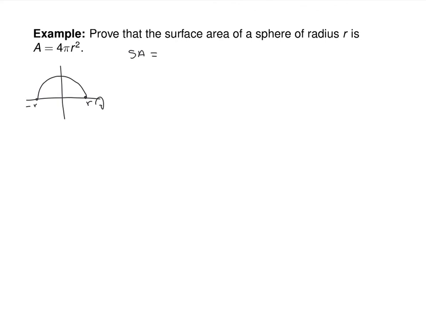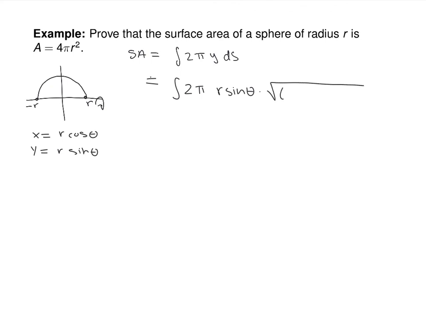So the surface area will be the integral of 2 pi y ds. The parameterization of a circle that we usually use is x equals r cosine theta, y equals r sine theta. So let's plug that in. So 2 pi y is 2 pi r sine theta. And ds will be the square root of dx d theta squared, so negative r sine theta squared plus r cosine theta squared, d theta. And the angles range from 0 to pi as we traverse that semicircle.